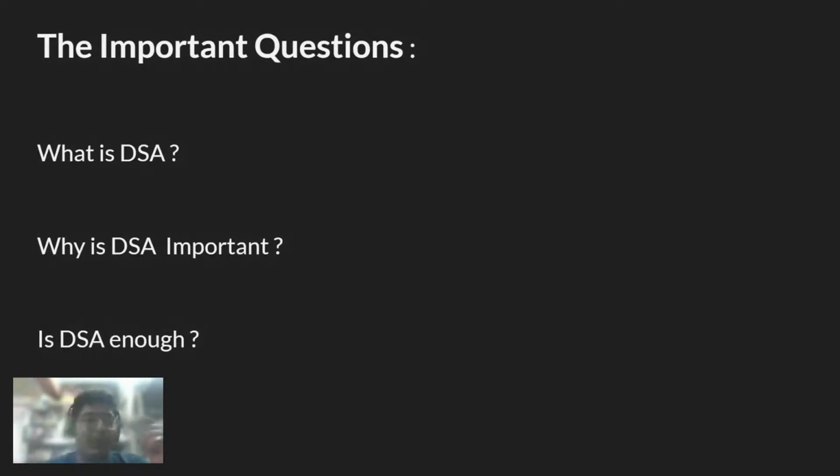Now, the third question is, in order to become a software engineer, is DSA enough? My answer to that question would be no. DSA is not enough. Obviously, it is the most primary and fundamental step that you need to take, and it's an extremely important topic that you should cover. But will DSA do the job? No, it will not do the job. You'll need to learn certain other topics along with it.